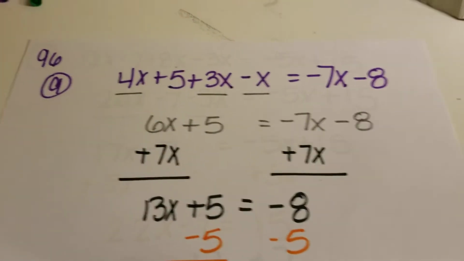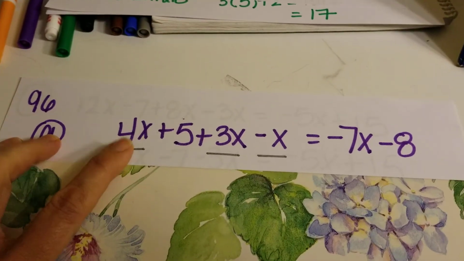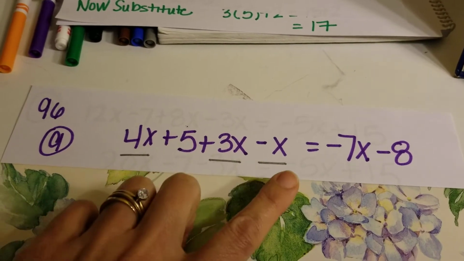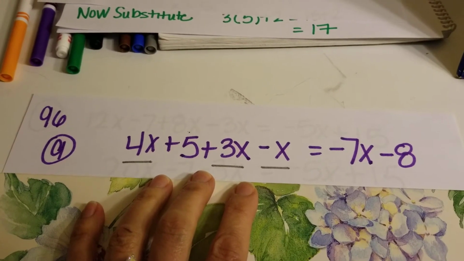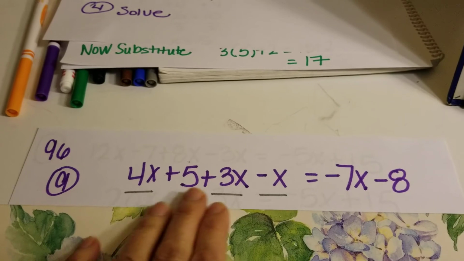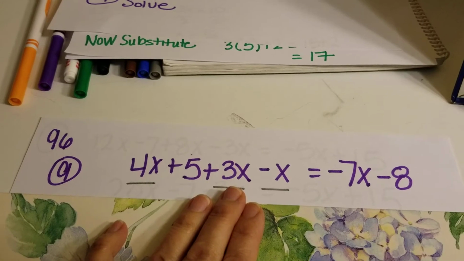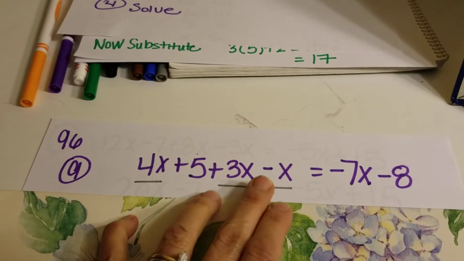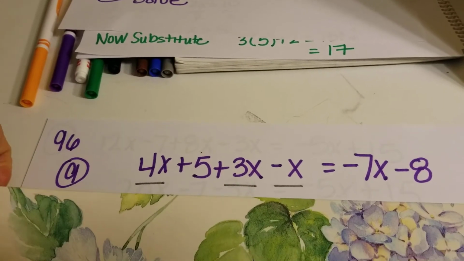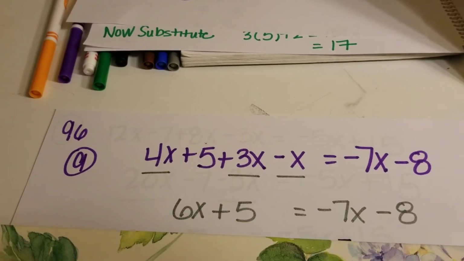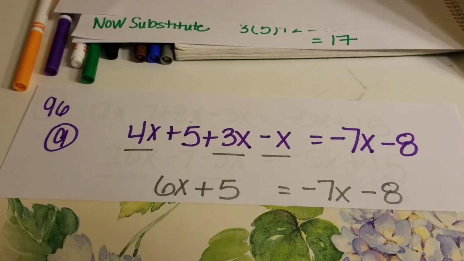All right, so our first practice A here. So we have 4x plus 5 plus 3x minus x equals negative 7x minus 8. So I see on my left side, this is too messy. I have to simplify this. So my 4x plus 3x, remember, I can combine those because they are like terms. That makes a 7x. 7x minus x, remember, that's like a minus 1x. So 7x minus 1x is 6x, right? So I'm going to end up with 6x plus 5 equals negative 7x minus 8.